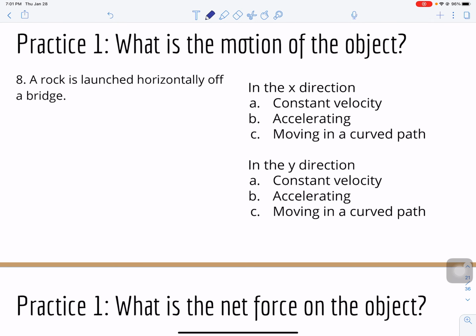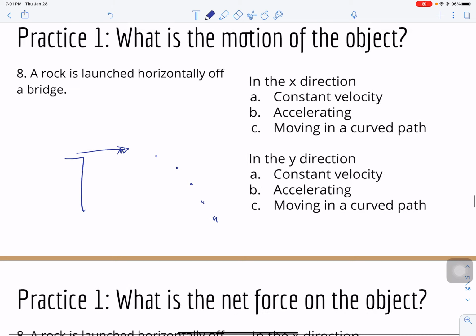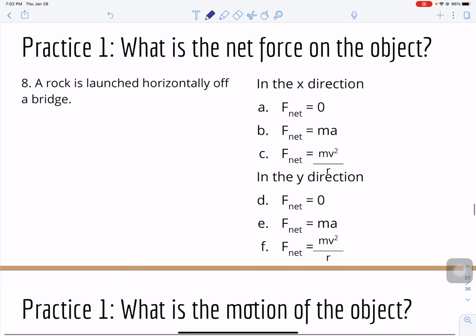A rock is launched horizontally off a bridge. So horizontally, here's our bridge. It's launched that way. What is the motion of the object in the x direction? What is the motion of the object in the y direction? So remember, in the y direction, it's going to do this. It's falling. So what is the net force in the x direction? What is the net force in the y direction?